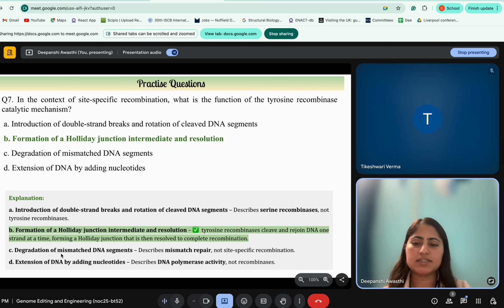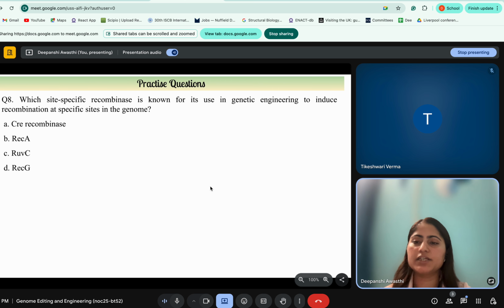Similarly, option C says the degradation of mismatched DNA segments. There is no mismatched DNA present in the case of tyrosine recombinase, and this is observed in the mismatch repair mechanism. Then option D was extension of DNA by adding nucleotides. This extension is the work of DNA polymerases and not the recombinases. Okay, now let's move to the next question.